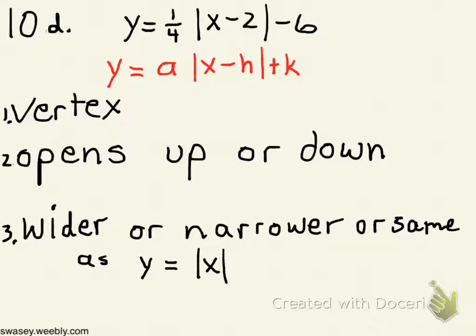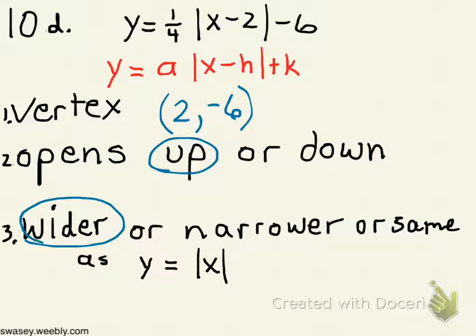Part D, we have y equals 1/4, and then inside of the absolute value is x minus 2, and then outside -6. So looking for your vertex, your h is +2. It's the opposite of what we see inside of the absolute value. And then outside is -6. So our vertex is 2, -6. This one opens up because a is positive. And it is wider than y equals absolute value of x because the absolute value of a, absolute value of 1/4, is less than 1. So it's wider.